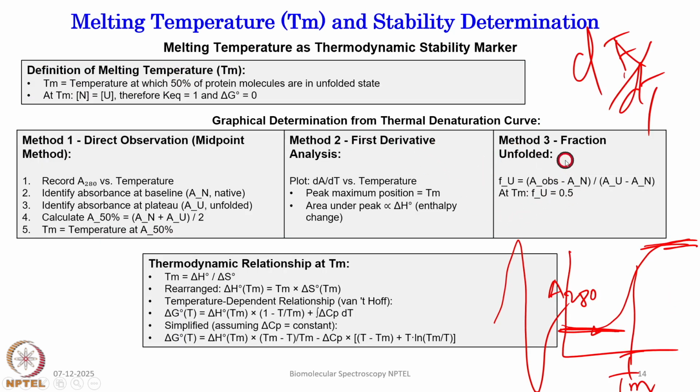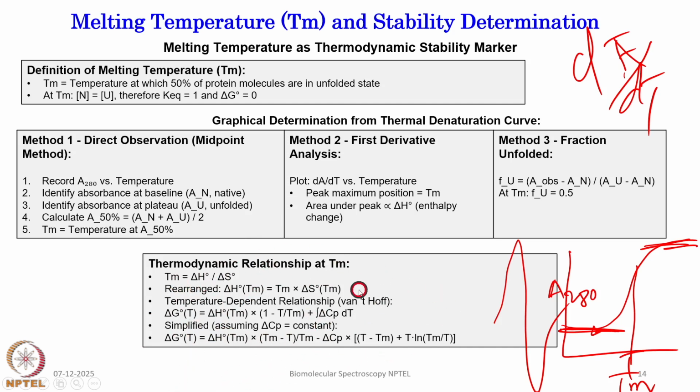Fraction of unfolding will be the absorption A in the native state divided by A in the unfolded state minus A in the native state. So, at Tm it will be 0.5, that is what one can do. Now the thermodynamic relation at Tm: at Tm, delta H divided by delta S, one can rearrange it, and with the temperature dependence, Van 't Hoff calculation, one can simplify to find delta Cp.